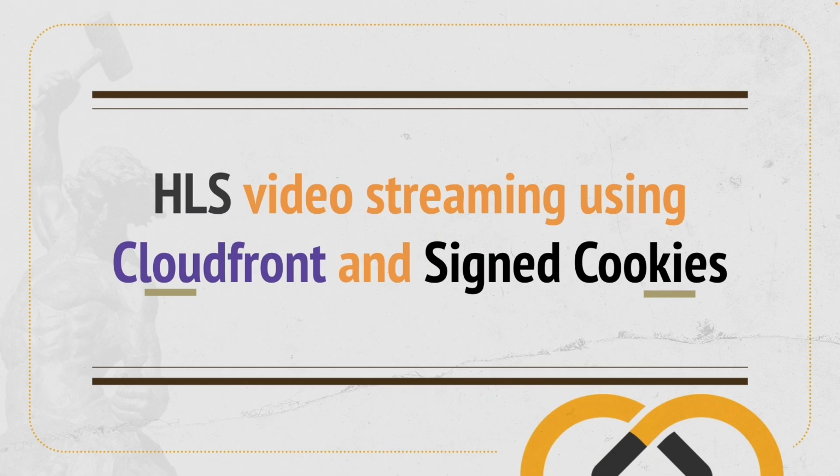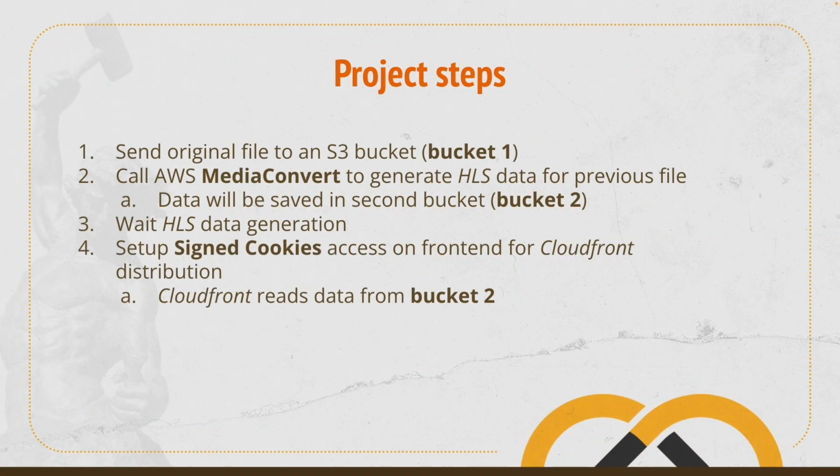So let's see the steps of how this project is going to work. Originally we're going to take one video file that we want to distribute using the HLS protocol. We're going to get this file and send it to the first bucket on S3. Let's call this bucket 1.